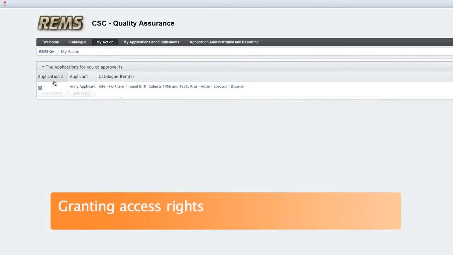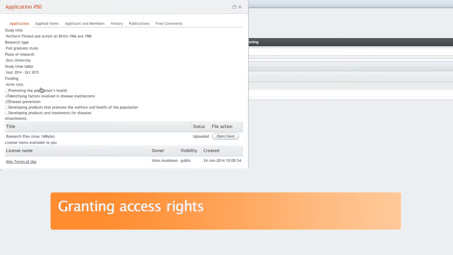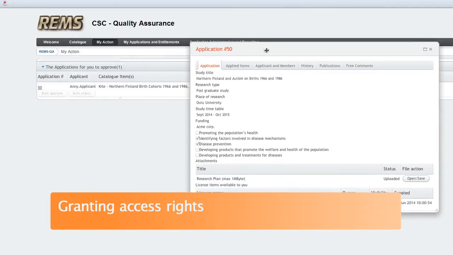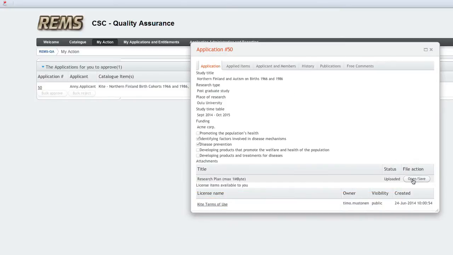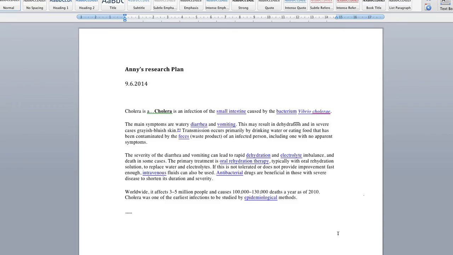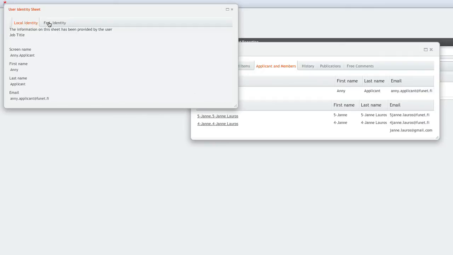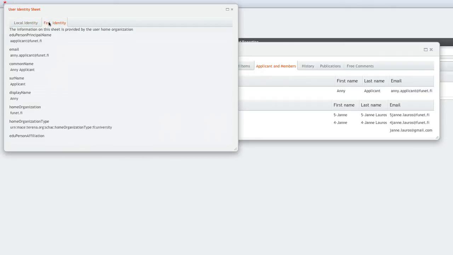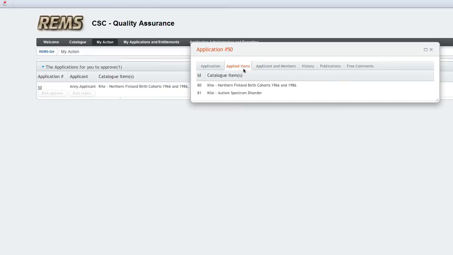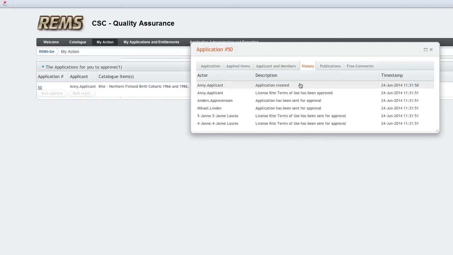KITE Biobank will now get a notice of a new application. The person responsible for managing access rights will read the application and audit Anny's federated identity. One application may also target several datasets at the same time. REMS has a versatile approval system. The person mainly responsible can also see other approvals in the system and approves Anny's application as well.